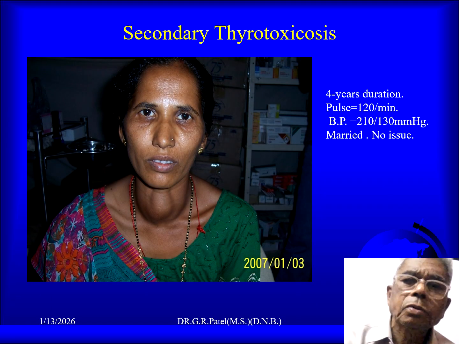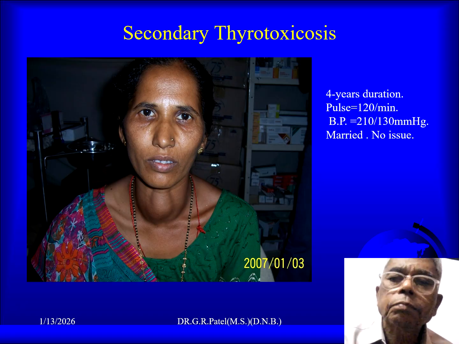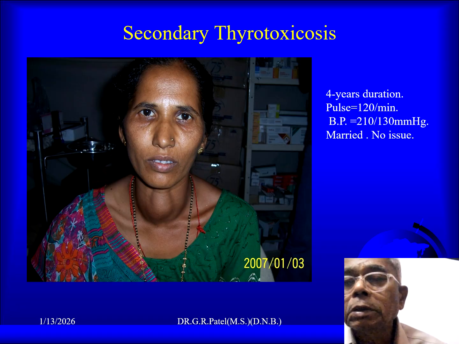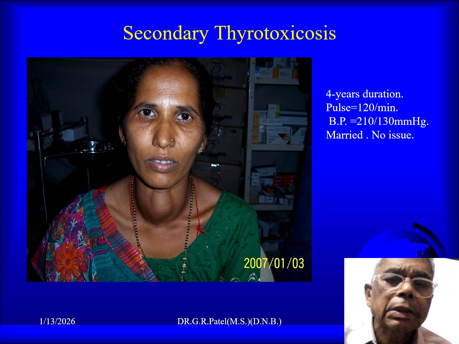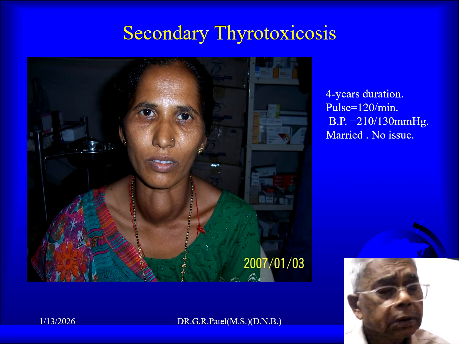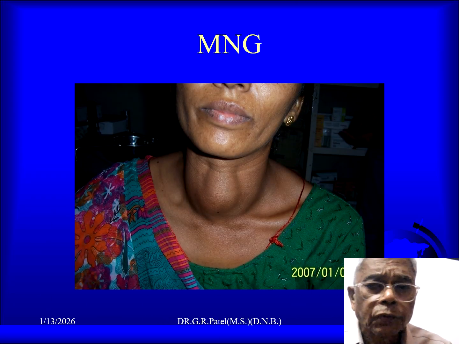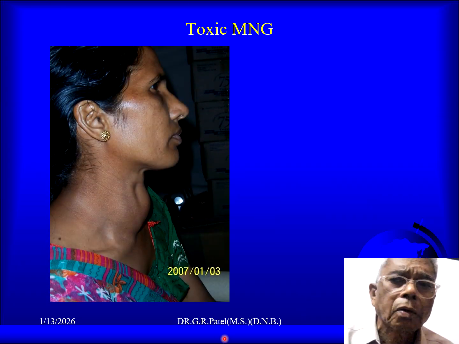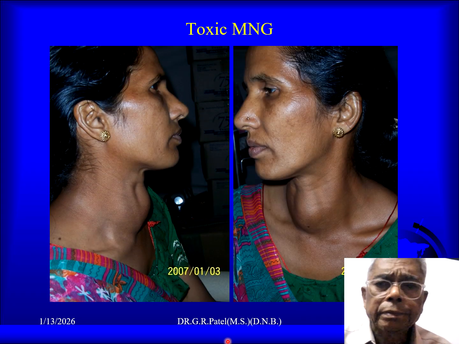Secondary thyrotoxicosis, 4 year duration, pulse 120 per minute, BP 210 by 130. Married, no issue. Patient presented with malignant hypertension. Multinodular goiter. Toxic multinodular goiter.